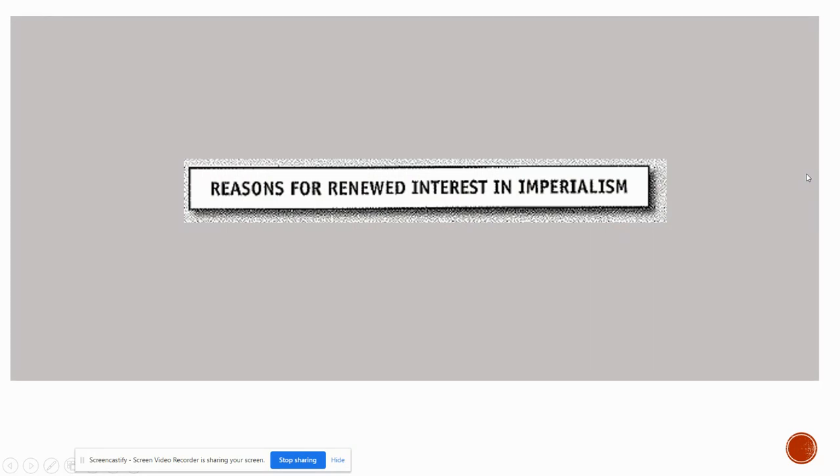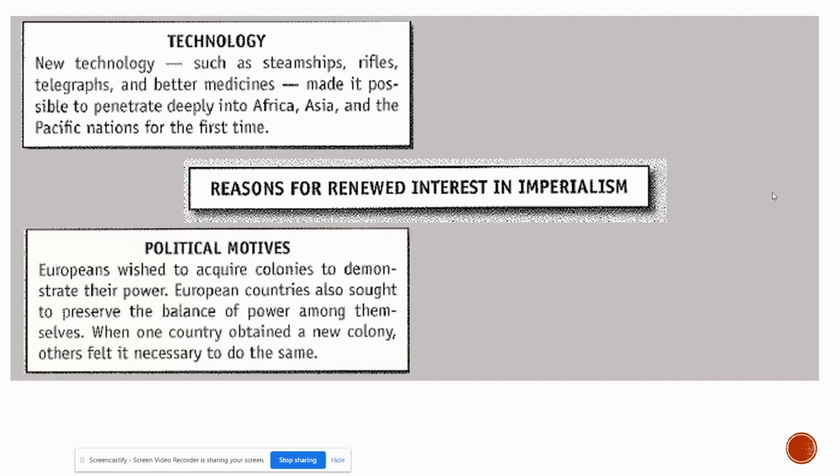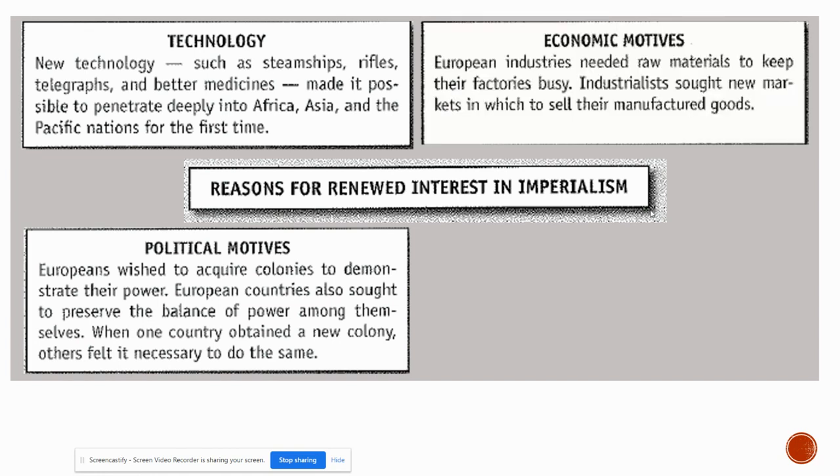So reasons for new interest in imperialism. Technology: these new technologies like we just talked about, steamships, rifles, telegraph, and other medicines made it possible to get into places they had never been before in Africa and Asia. Political motives: Europeans wished to acquire colonies to demonstrate their power. European countries also sought to preserve the balance of power between all the European countries. When one country obtained a new colony, others thought they had to do the same to be equal.